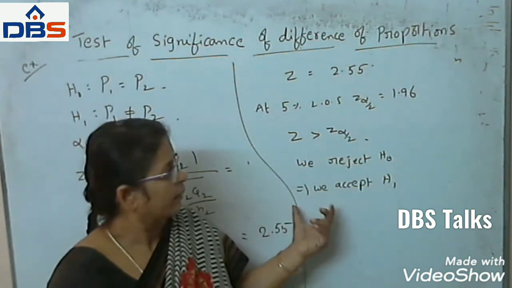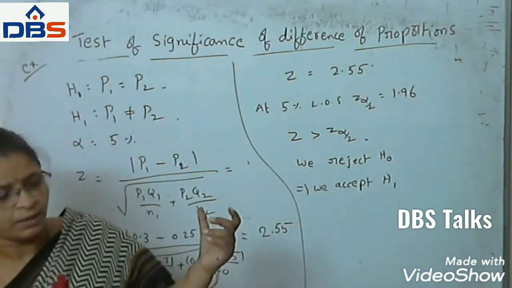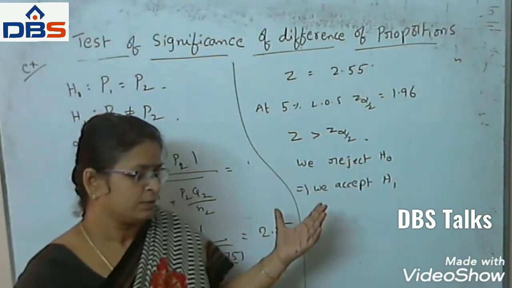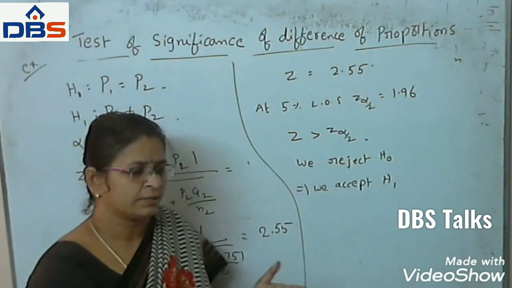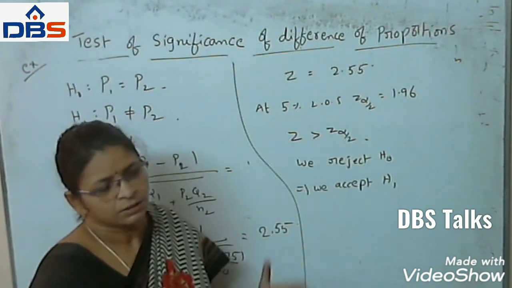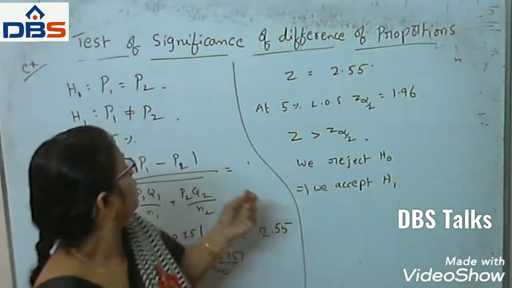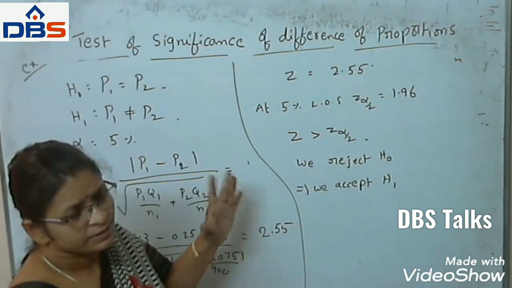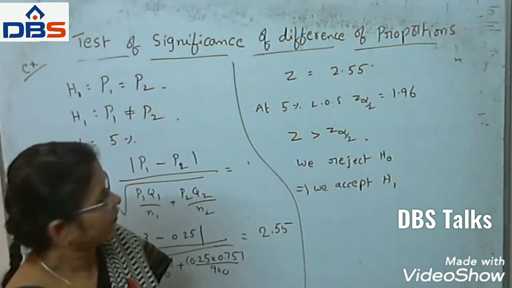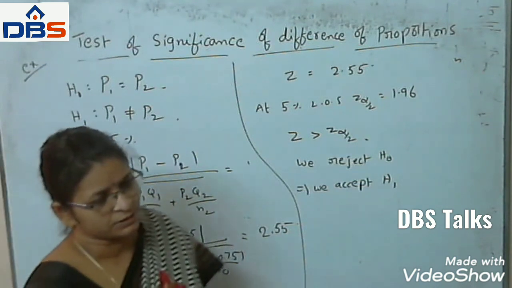So this is the method of testing two sample proportions. There are two population proportions, and this is the method of testing whether the two population proportions are equal or not. We can test this from the sample information. So this is another example for two proportions. Thank you.